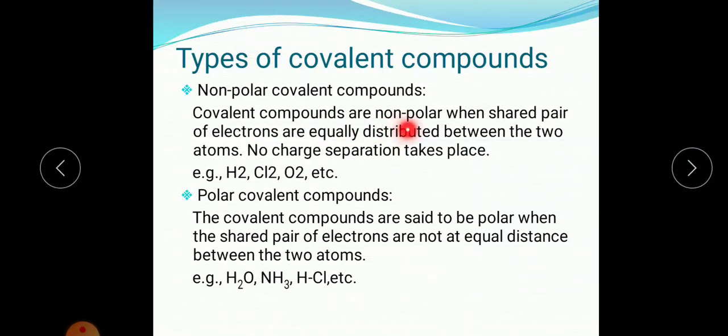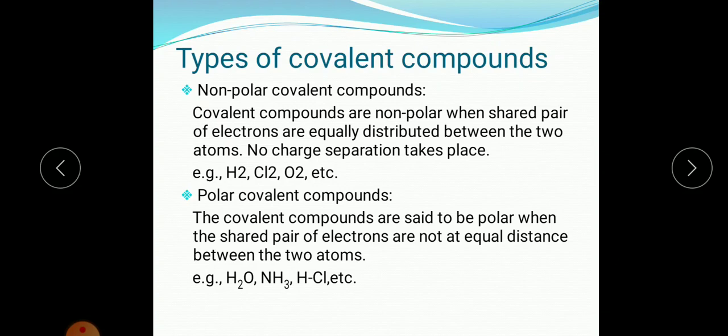Covalent compounds are non-polar when the shared pair of electrons is equally distributed between two atoms. So when there is a sharing of electrons and the electron pair is exactly in between the two atoms, that means they have the same electronegativity. At that time no charge separation takes place. Such kinds of compounds we call non-polar covalent compounds. Examples: hydrogen, chlorine and oxygen. They have similar atoms, so when you have similar atoms, they will be non-polar covalent compounds.